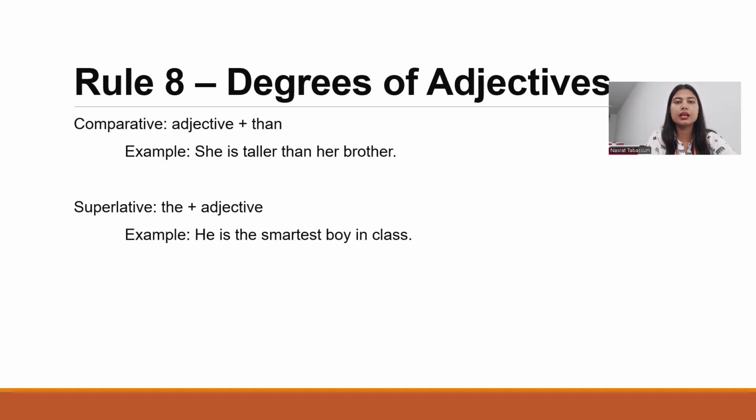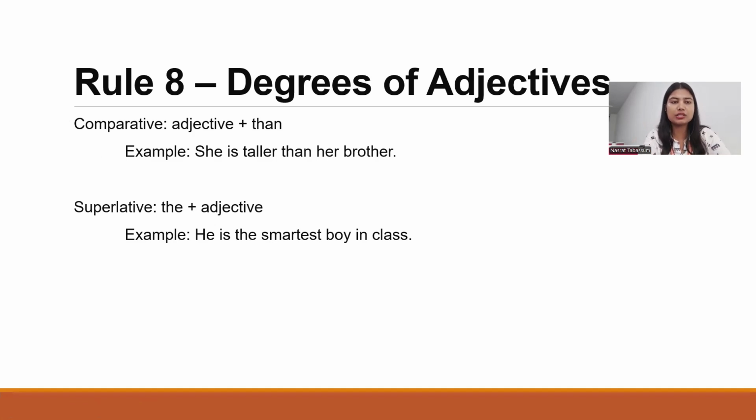Next, degree of adjectives. Well, you already know that whenever you are comparing something to something else, you use than, and whenever you are using a superlative, that means you use est with it. For example, good, better, best.